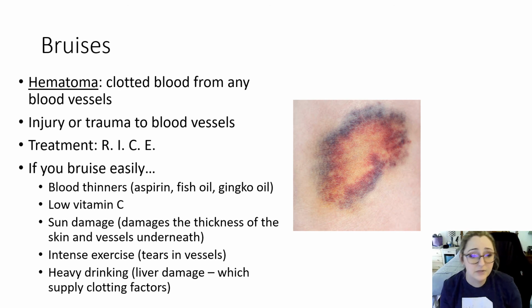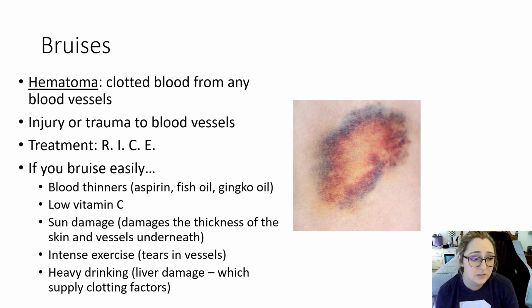Bruises. Bruises are going to be known as hematomas. Hematomas are just clotted blood from broken blood vessels underneath. So this is going to be, I'm sure you've experienced a bruise at some point in your life. They have a tendency to look like this picture, but this is also a healing bruise, and you can tell by the kind of yellowish border that it has.